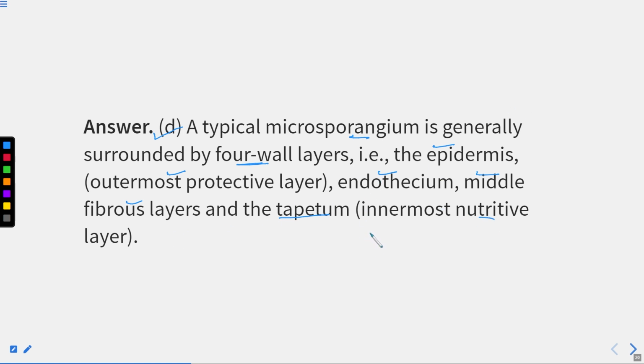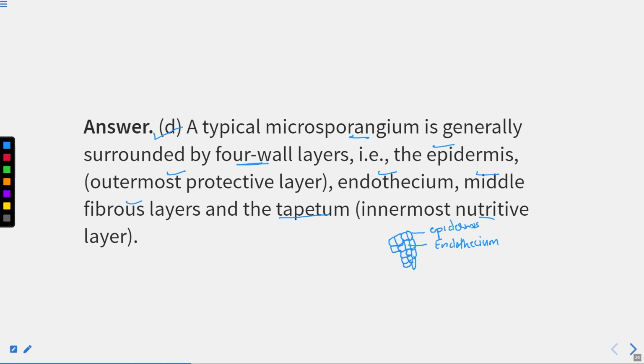Alright, so how does a microsporangium look? I'm drawing a rough diagram here. This is the epidermis, outermost. Inner to the epidermis is the endothecium. Then inner to the endothecium is the middle layer.